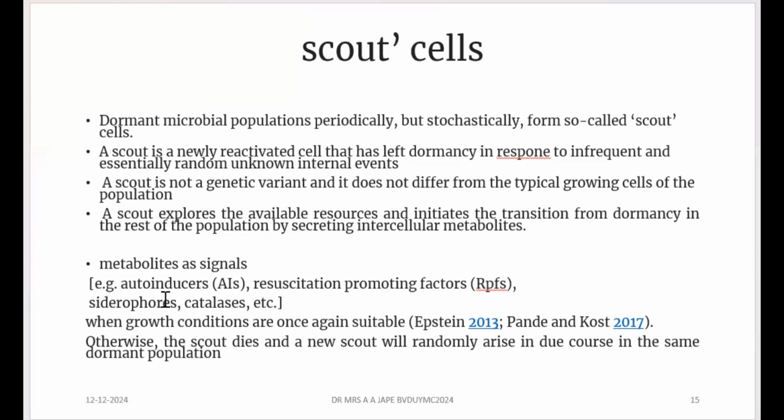Otherwise, for a long time, if it doesn't get these inducer nutrients, so that its metabolic pathways for growth are not getting initiated, then the scout dies and a new scout will randomly arise in due course in the same dormant population. That has been observed by people. Various reporters have talked about these scout cells. Is the concept of scout clear?